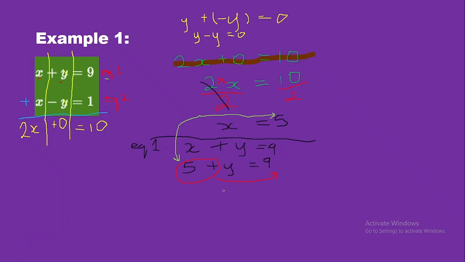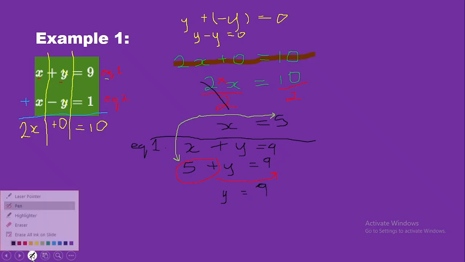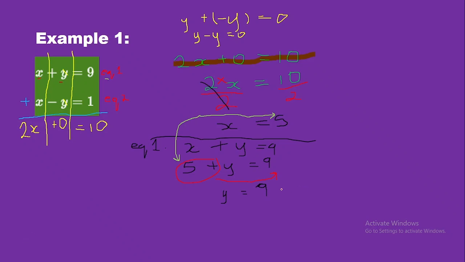So our y now is gonna be equal to 9 minus 5. So y is going to be equal to 9 minus 5. Why? Because this 5 that's been added to the y, I am just going to move to the opposite side of the equal sign.